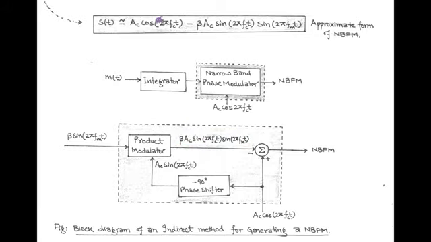And according to the approximate equation of narrowband FM, there is a negative sign between the two terms, so we use a summer accordingly. The output of the product modulator is taken with a negative sign, and Ac cos 2 pi fc t, that is the sinusoidal carrier, is taken with a positive sign, according to the approximate form of the narrowband FM equation. So in this way we can generate narrowband FM by using the narrowband phase modulator with inputs beta sin 2 pi fm t and Ac cos 2 pi fc t.